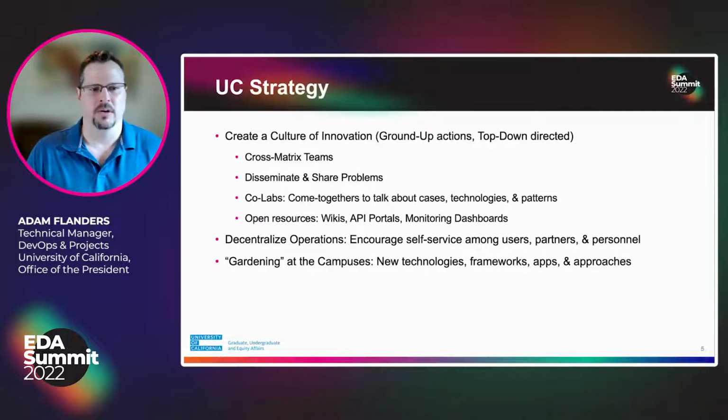We would often come together and talk about different cases and technologies in these little symposiums or informal gatherings that we tend to call collabs, and then also shared open resources like wikis, API portals, monitoring dashboards, things like that. We also would decentralize operations, encouraging things like self-service among our users and partners and personnel. And also we constantly tried to consistently get together for new technology discussions, introducing and looking at new experiments and pilots, which we tended to call gardening at the campuses, for these new approaches and patterns.